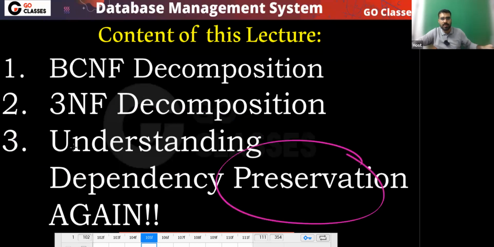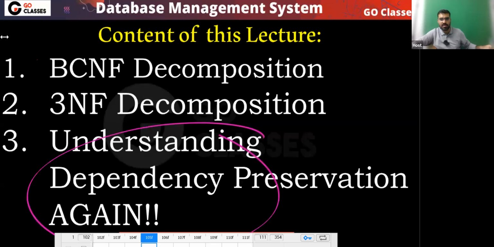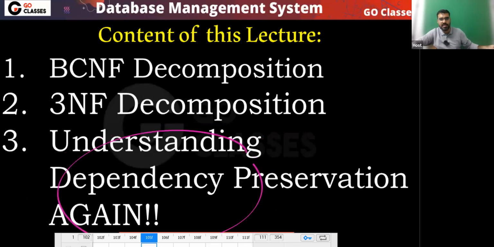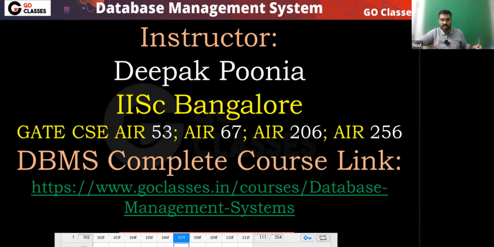What is this dependency preservation? We have already understood what dependency preservation means, but we will revisit this topic once again. So anyway, let's start now.